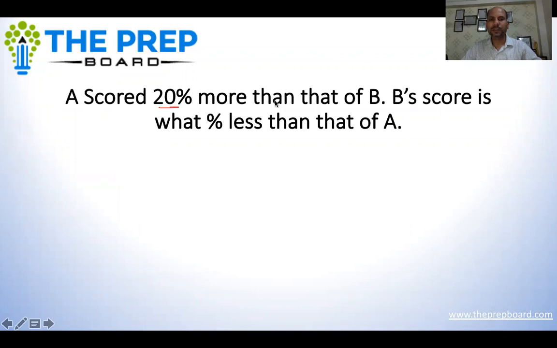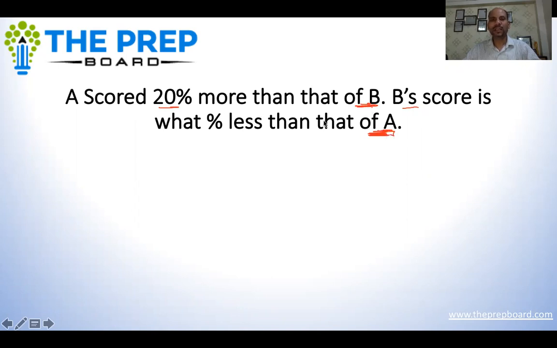A scored 20% more than that of B. Then B's score is what percent less than that of A? Now here you can observe that this question is completely different from the other questions we have discussed till now. In the beginning, A scored 20% more than B, which means B was the reference. Finally they are asking B's score is what percent less than that of A, which means A becomes the reference. Whatever A is more than B, the same B should be less than A. But we can see here the reference is changing.